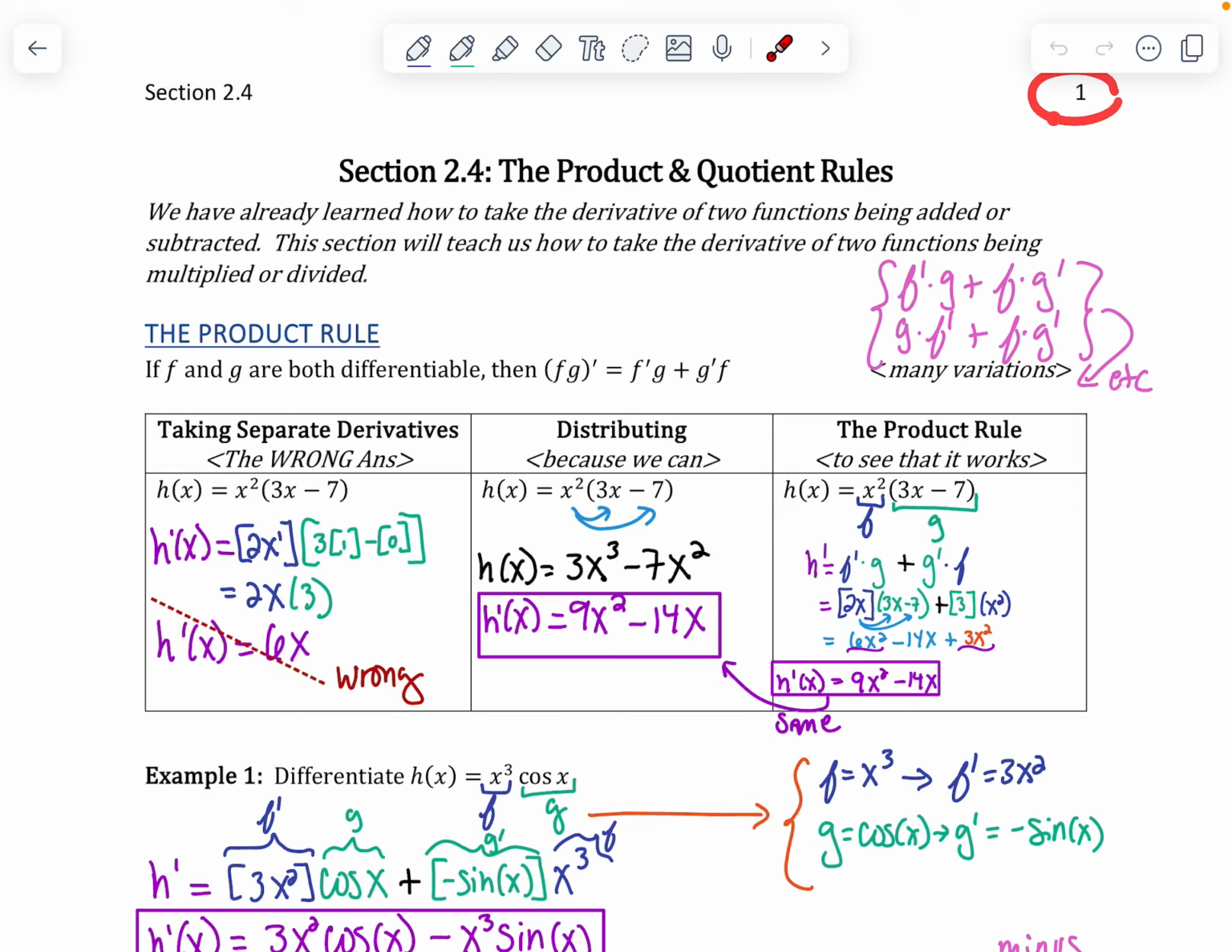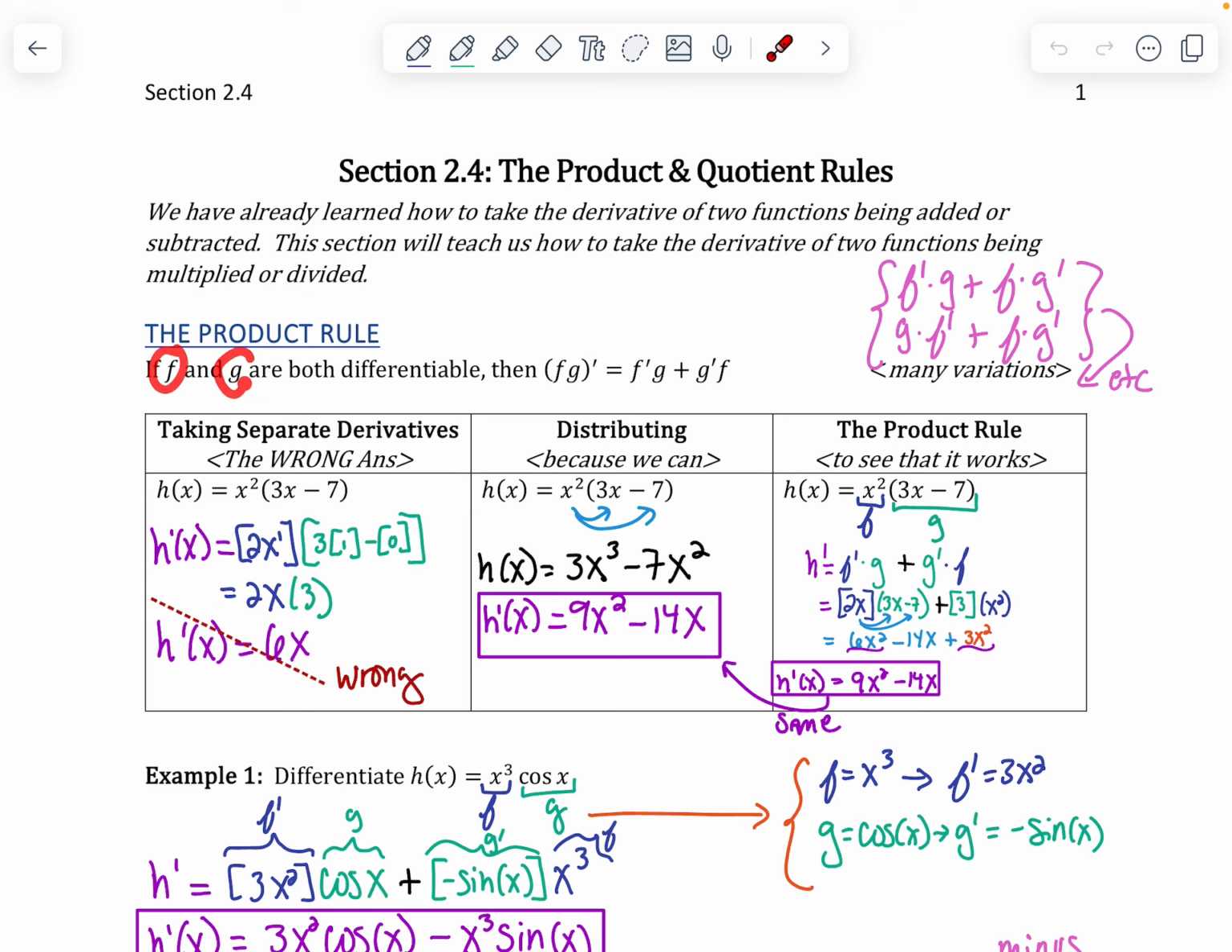Section 2.4, page 1, will now discuss both the product and the quotient rule for taking derivatives. So we've already talked about taking derivatives where we thought of it as consisting of two or more functions, but specifically they were added or subtracted as separate terms. Now we need to talk about taking the derivative of two functions only, not more, and we'll think of them as being multiplied or divided. So we'll start with the multiplication piece, which is called the product rule.